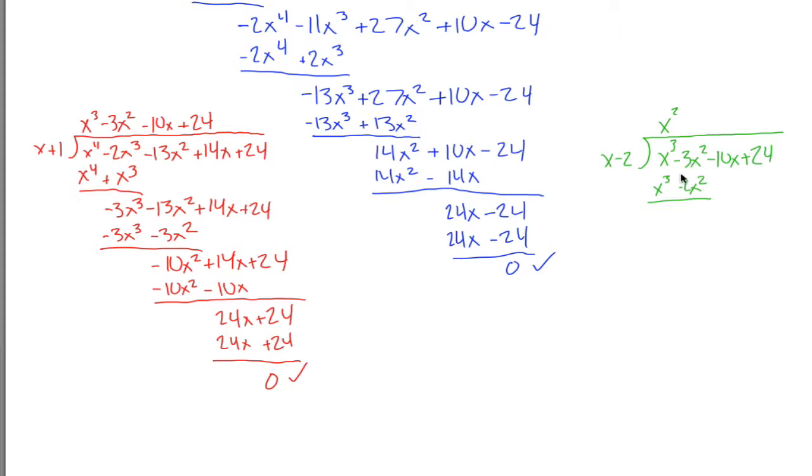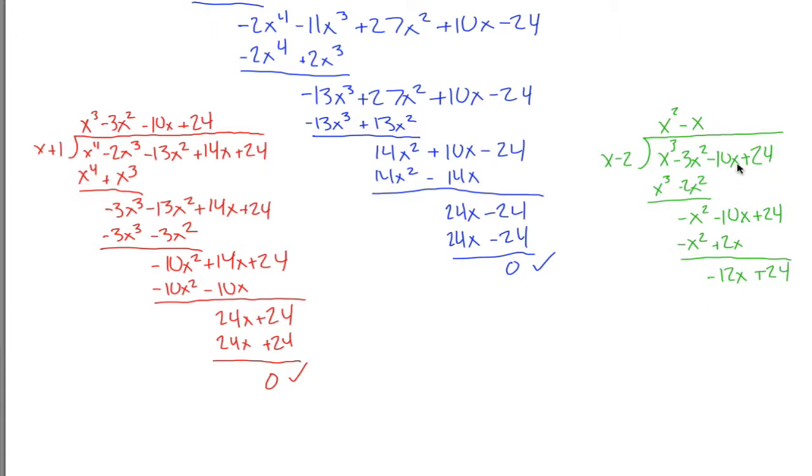Subtract. Cancels out. Negative 3 minus negative 2 is the same as negative 3 plus 2. Negative 3 plus 2 is negative 1. So I got negative x squared minus 10x plus 24. To get rid of this negative x squared, I need a negative x here. Negative x times x is negative x squared. Negative x times negative 2 is positive 2x. I subtract. These cancel out. Negative 10x minus 2 more is negative 12x.